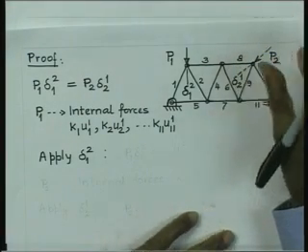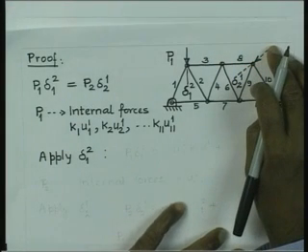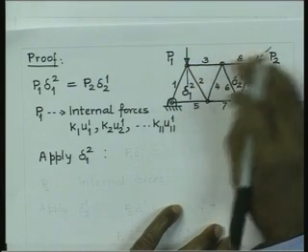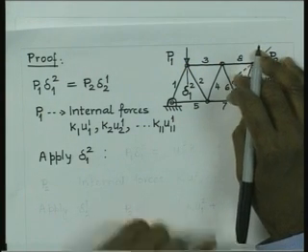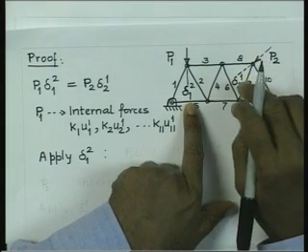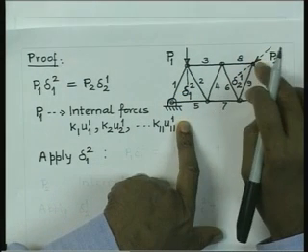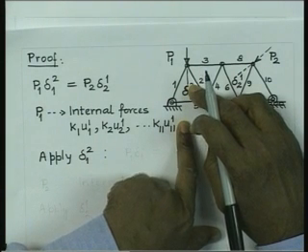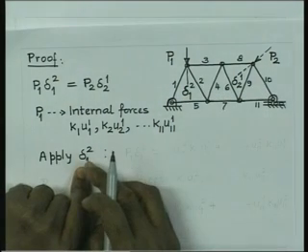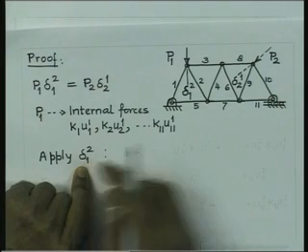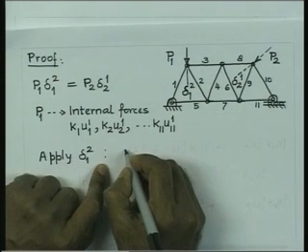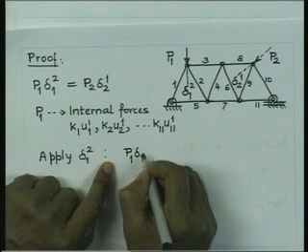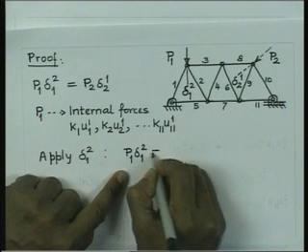Let me repeat this point again. I have the force P1 acting. Now, what I do is that I try to apply a displacement here, not at this point, of magnitude equal to delta 1 superscript 2. So, if we apply the displacement there, then we are going to get the external work done to be given by P1 delta 1 superscript 2.